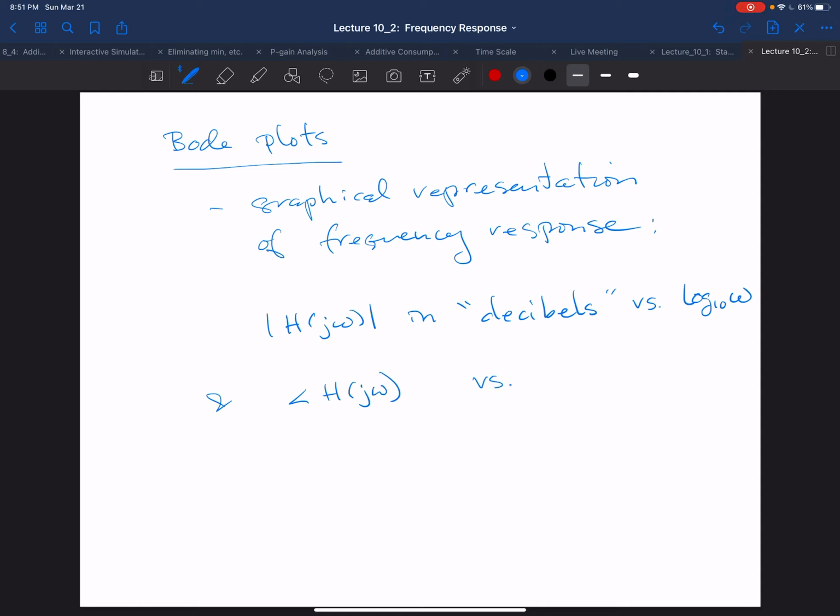So we also plot the angle of H(jω) versus the log to the base 10 of ω. And these are respectively called the magnitude and phase curves.